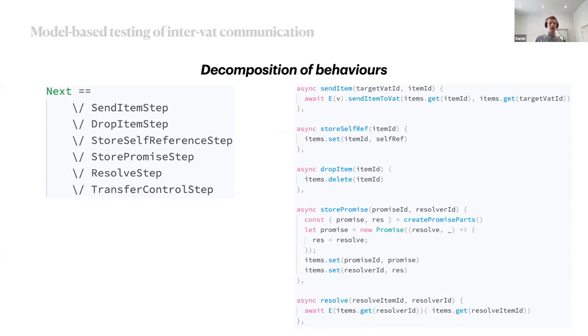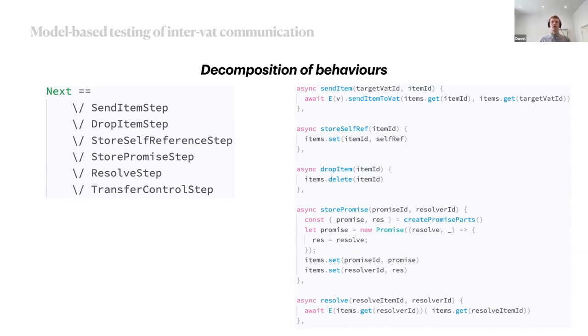So we have 6 steps in total: send item, drop item, store a self-reference, store a promise and its resolver, and resolve a promise using a resolver to a third item. There's also an auxiliary step, transfer control, which we needed in the model to know when we could switch which VAT was executing at which time. And each of these maps directly to an instruction in the JavaScript driver.